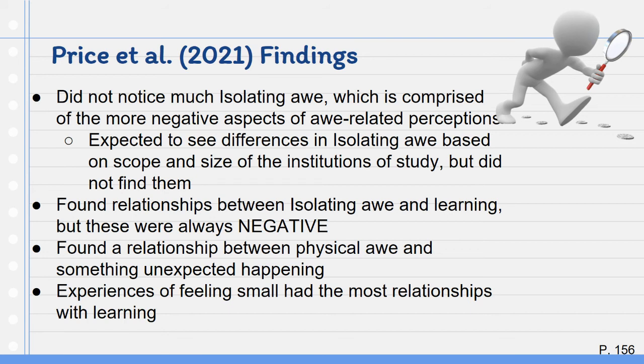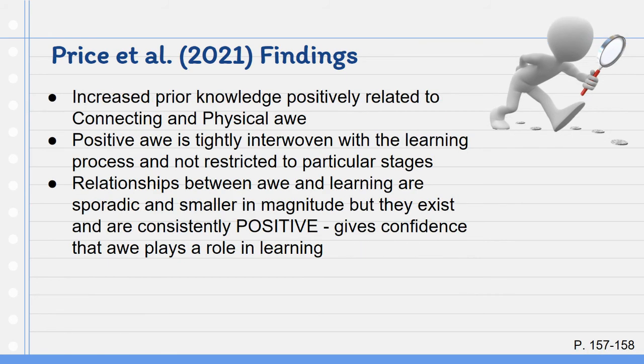Experiences of feeling small or diminished self had the most relationships with learning. Guests who felt small were more likely to discuss social interactions and implications of what they learned, and that what they learned was related to their values and understanding. This aspect is usually one of the first that people think about when they imagine or remember awe. Increased prior knowledge was found to be positively related to connecting and physical awe.